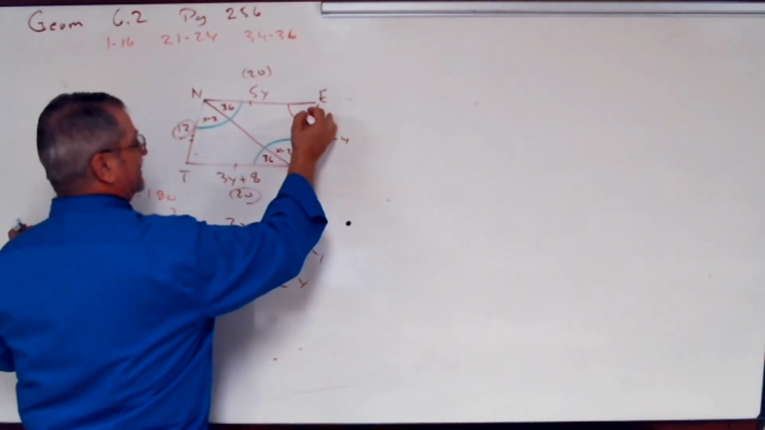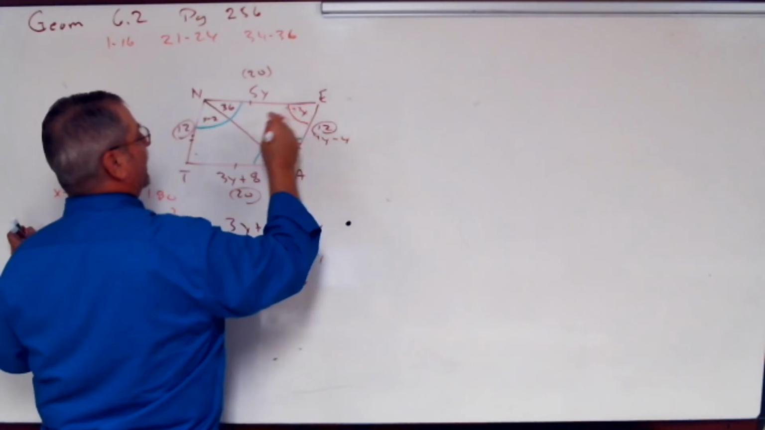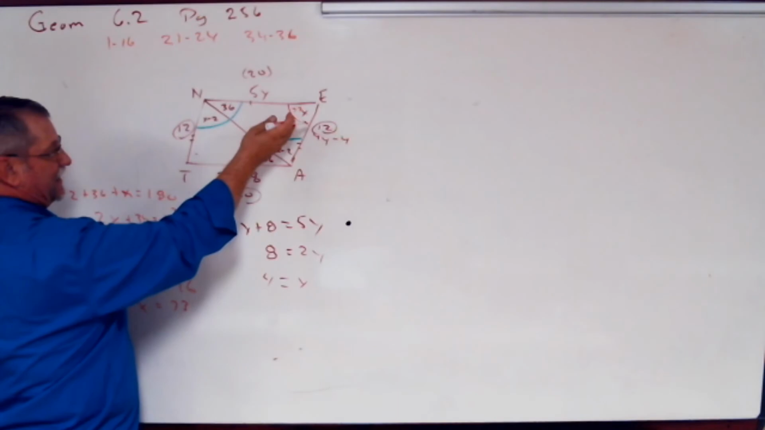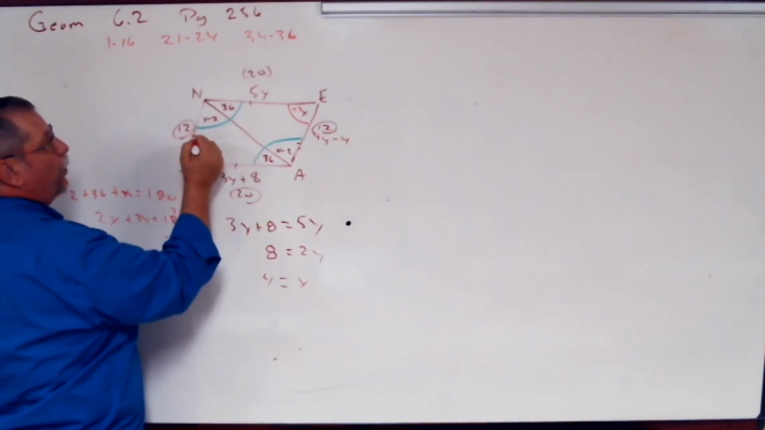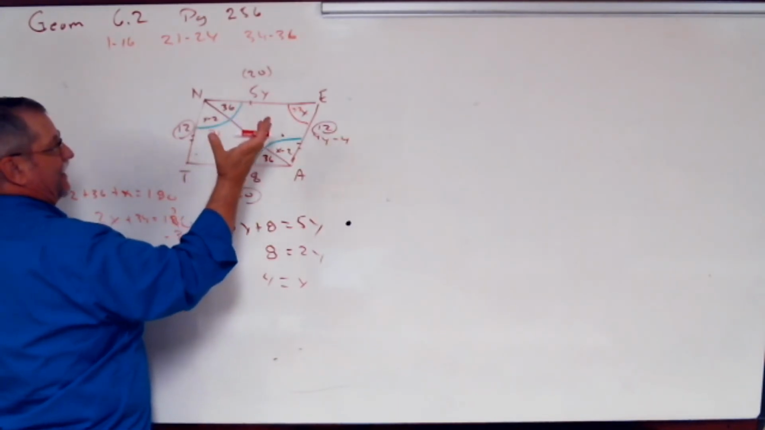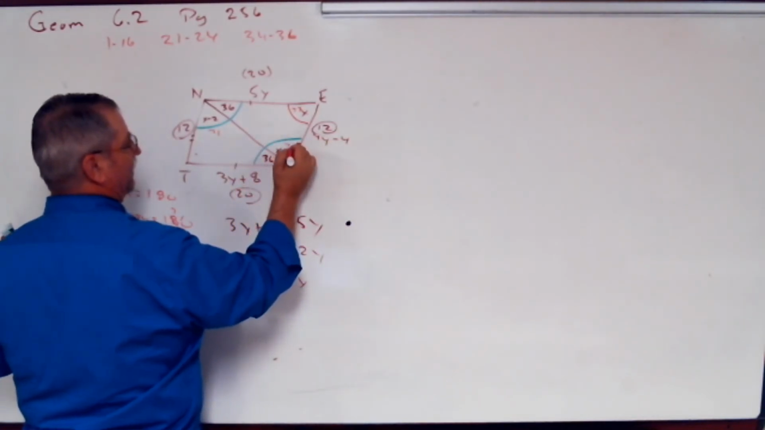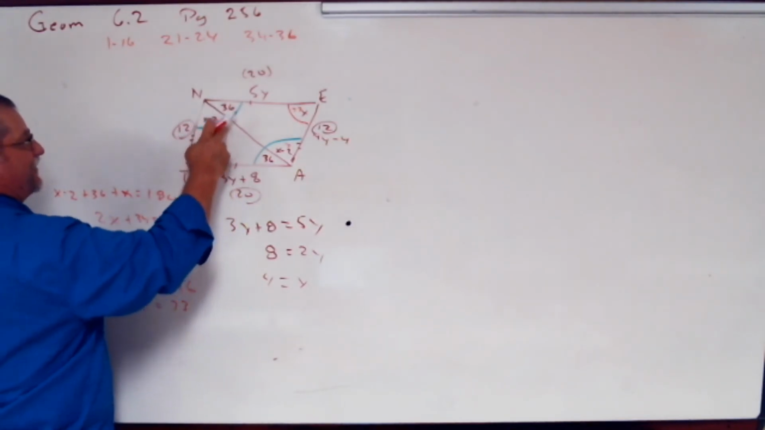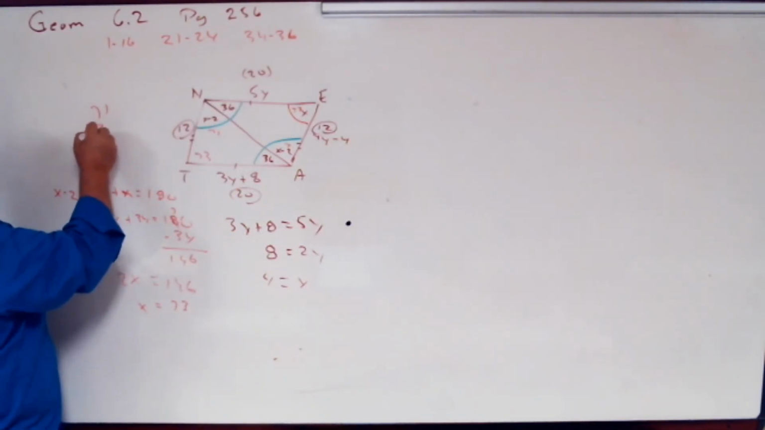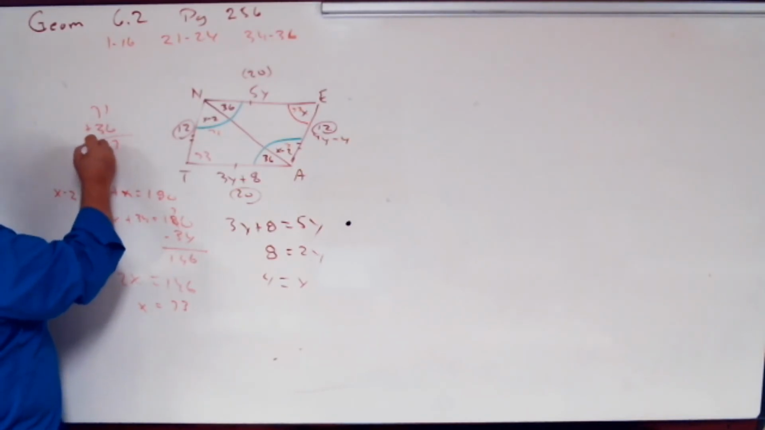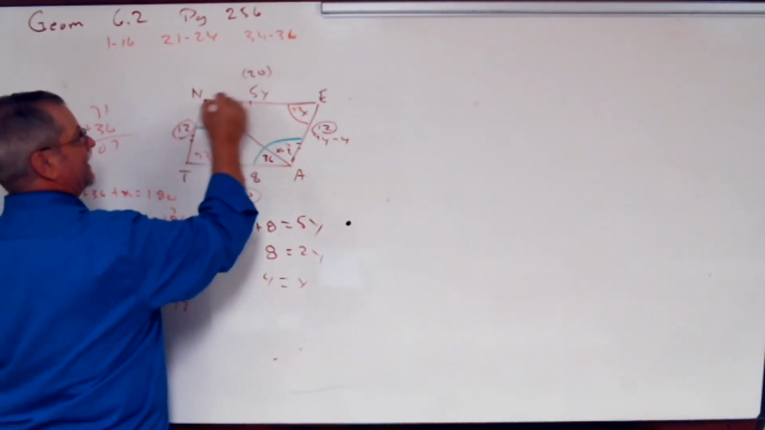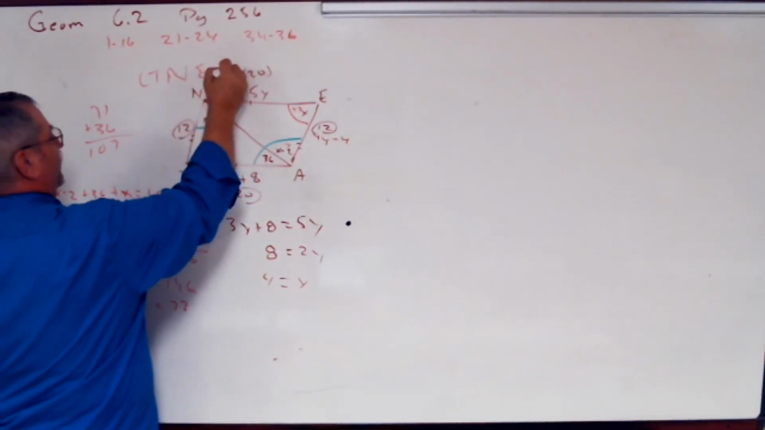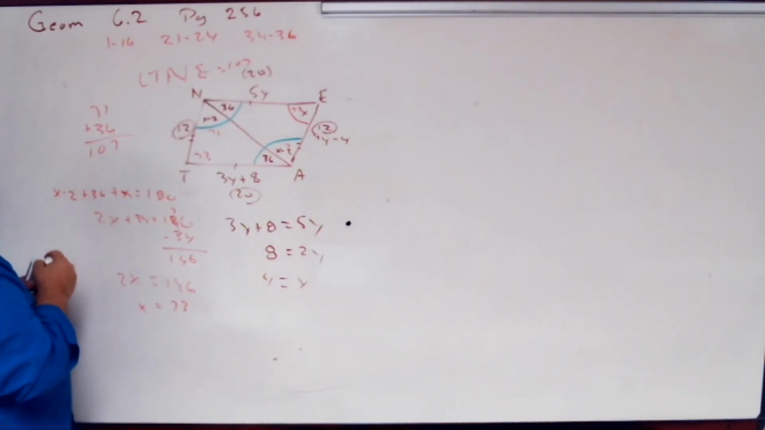So this is 73. This piece right here is 73 minus 2. That makes that 71. This is going to be 71. That's 36. This is 73. This entire angle will be 71 plus 36. So that angle equals 107. So you have every angle in the universe.